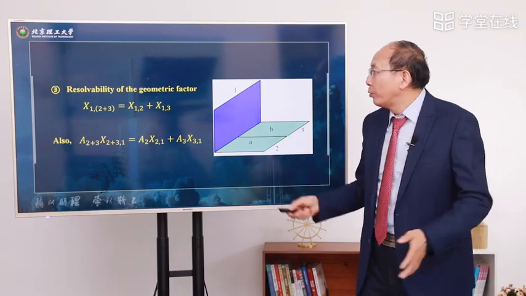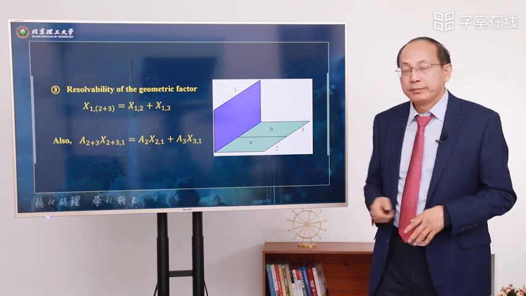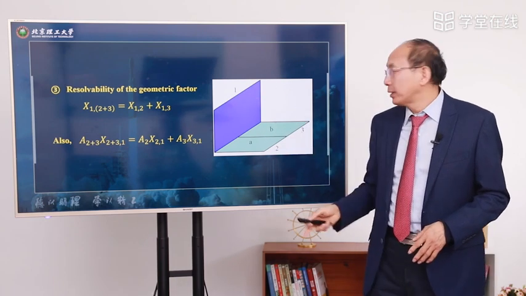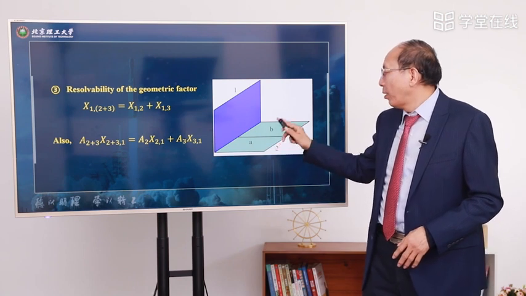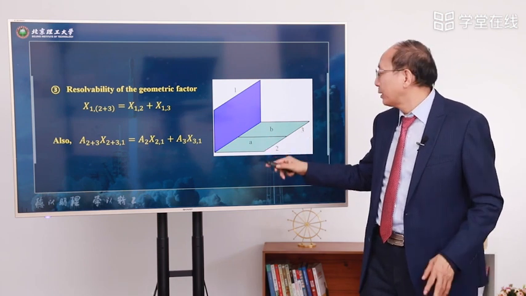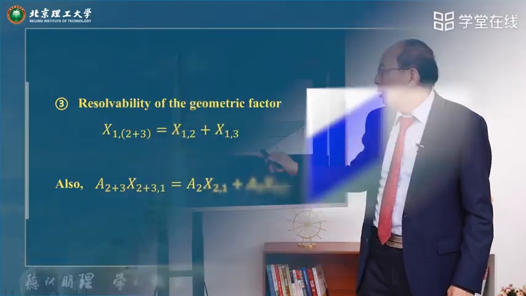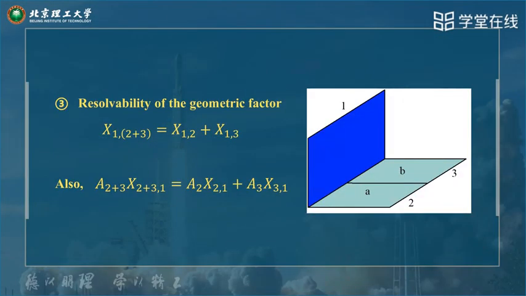The third is the resolvability of the geometrical factor. For example, here is surface 1, and here is surface 2. Surface 2 can be separated into two parts, 2 and 3. In this case, by resolvability, x1 to 2 and 3 equals x1 to 2 plus x1 to 3. Also A2 and 3 times x2 and 3 to 1 equals A2 x21 plus A3 x31 together.